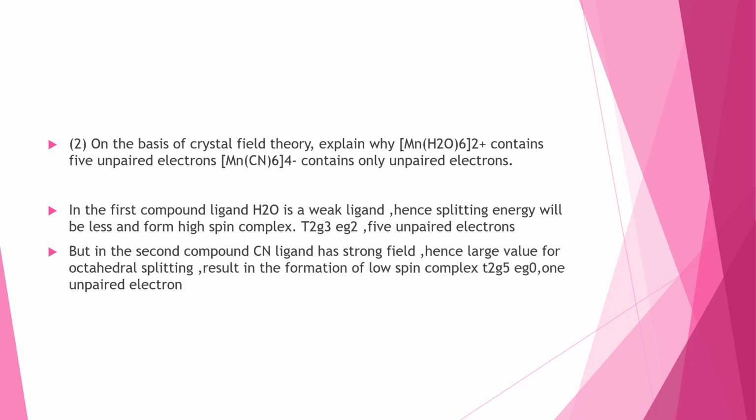But in the second compound, cyanide is a strong ligand, so the splitting energy, the difference between T2g and Eg, will be very high. As a result, electrons tend to go to the low energy orbitals, so all the electrons will go to the T2g orbitals. There are 3 orbitals, so 2 of them will be completely paired and 1 will be unpaired, so there is only 1 unpaired electron.